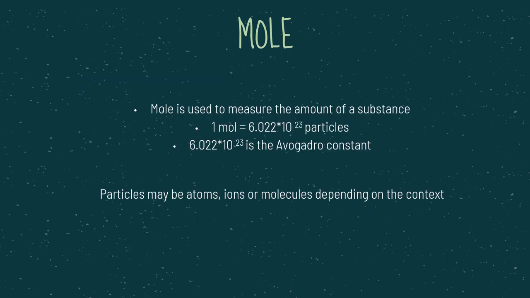of a substance. So if I were to say that there is 1 mole of substance X, it means that there are 6.022 times 10 to the power of 23 particles of substance X. That is a lot of particles. So this special number of 6.022 times 10 to the power 23 is actually known as the Avogadro's constant. So these particles may be atoms, ions, or molecules depending on the context.